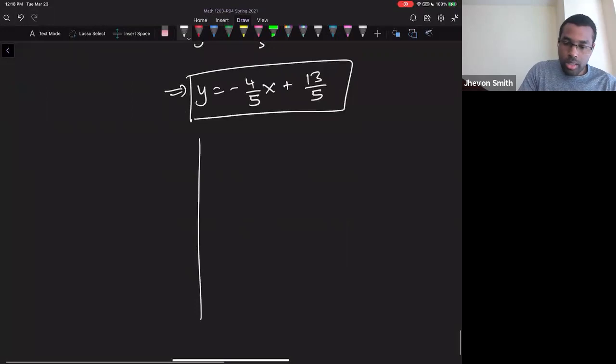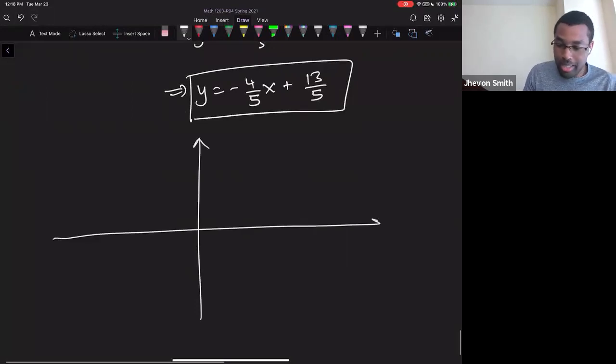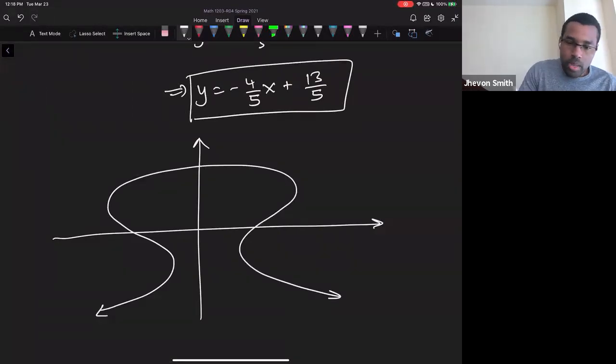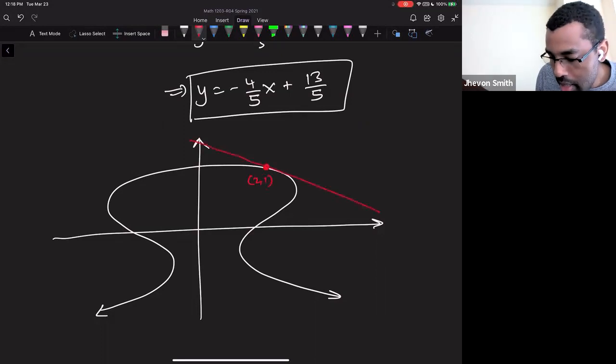So on this curve, this impossible curve, if you were to ask me, at the point 2, 1, which I think is going to be somewhere over like here, what is the equation of that tangent line to that curve?